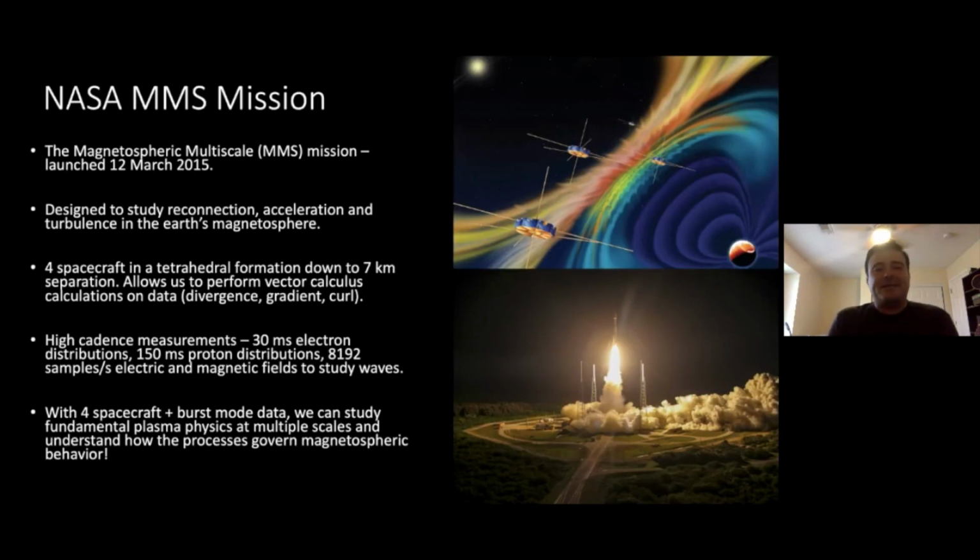So NASA's MMS was launched in 2015. It was designed to study magnetic reconnection, particle acceleration, and turbulence in the Earth's magnetosphere. So it's very relevant to everything we just talked about in our introduction. It has 4 spacecraft that are flying in a tetrahedral formation. It can get down to 7 kilometers. It's actually in Guinness Book of World Records as the tightest satellite formation ever flown. And it allows us to perform vector calculus calculations on the data. So we can measure divergence and gradient and curl.